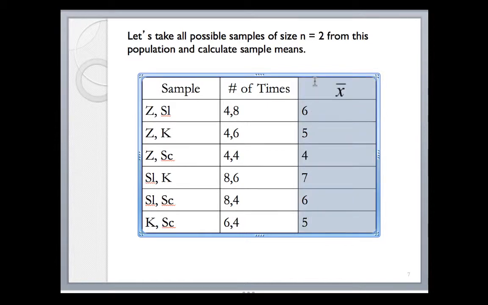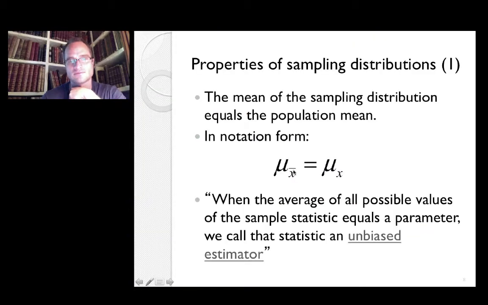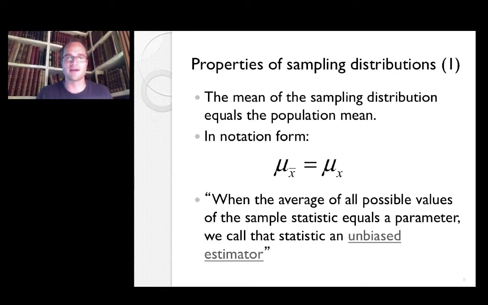So the first property of a sampling distribution is the following, that the mean of a sampling distribution equals the population mean. All right, in notation form, the mean of sample means, mu sub x bar, equals mu. So mean of sample means equals the population mean. Now, when the average of all possible values of a sample statistic equals a parameter, we have a special term for that. That's called an unbiased estimator. Okay, that means that x bar could vary. It could be less than the population mean, it could be greater than the population mean, but an average is going to equal the population mean.